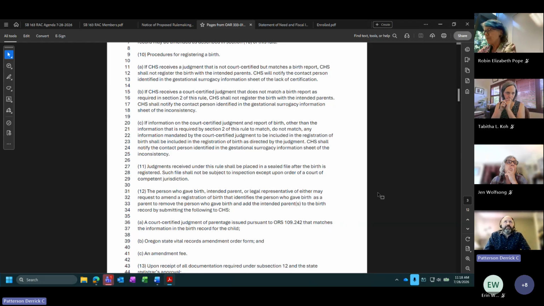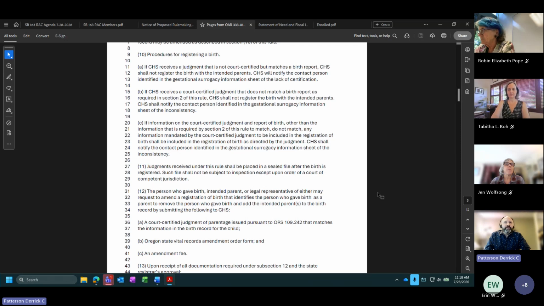A, if CHS receives a judgment that is not court certified but matches a birth report, CHS shall not register the birth with the intended parents. CHS will notify the contact person identified in the gestational surrogacy information sheet of the lack of certification. B, if CHS receives a court certified judgment that does not match a birth report as required in section 2 of this rule, CHS shall not register the birth with the intended parents. CHS shall notify the contact person identified in the gestational surrogacy information sheet of the inconsistency.